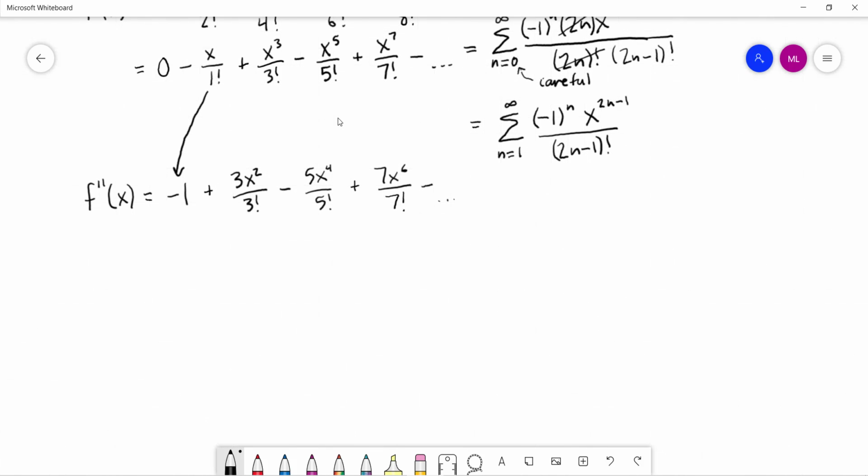So let's clean this up a little bit. I've got negative 1. I'm going to cancel the 3 and the 3 in the 3 factorial and wind up with just a 2 factorial. So this is really x squared over 2 factorial. The next term, I'm going to cancel the 5 in the numerator with the 5 that shows up in the 5 factorial. So this is just going to have the 4 times 3 times 2 times 1 left. It'll be 4 factorial.